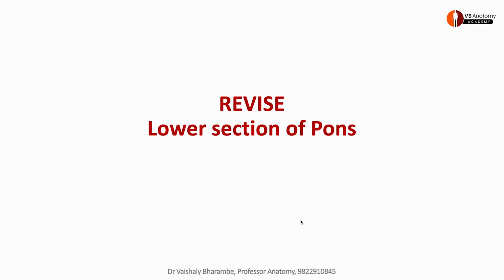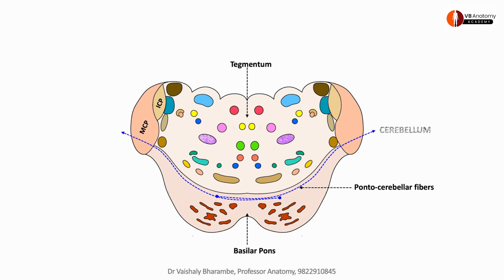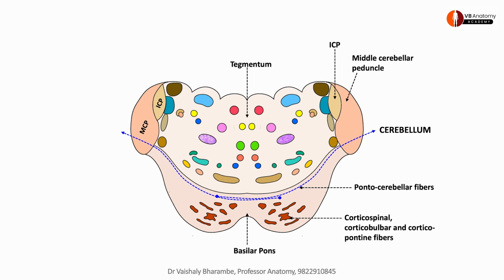Let's now revise this. Okay, so this is the diagram you have drawn. Let's begin to label it and revise it. So this was tegmentum, this was basilar pons. These are the pontocerebellar fibers going to cerebellum, breaking up the corticospinal corticobulbar fibers into such small bundles. Now the inferior cerebellar peduncle and the middle cerebellar peduncle. Medial to that, the ventral spinocerebellar tract.